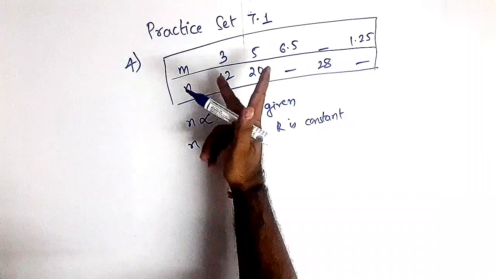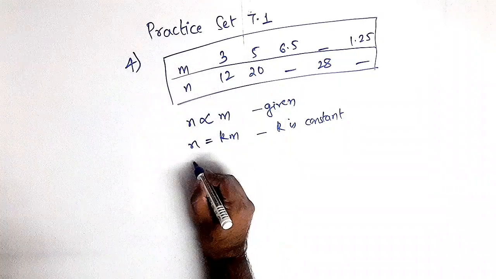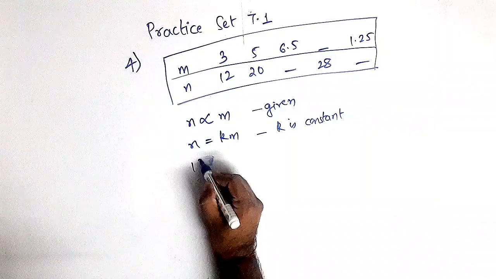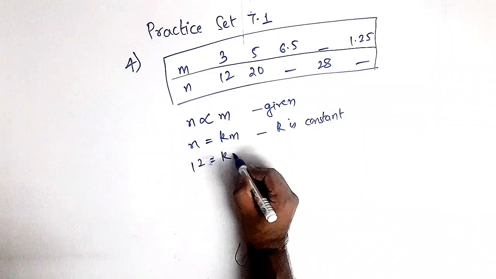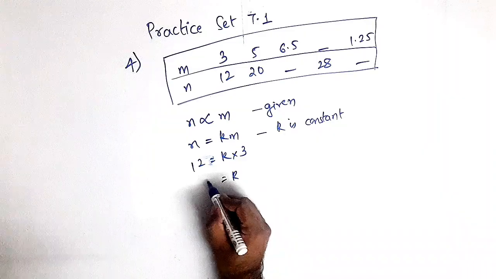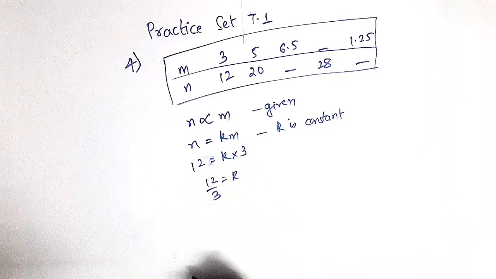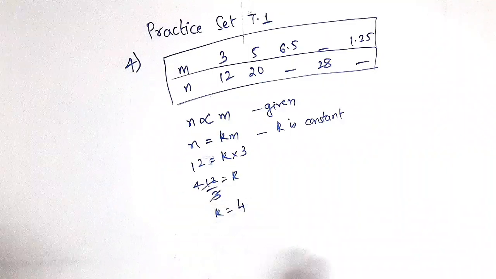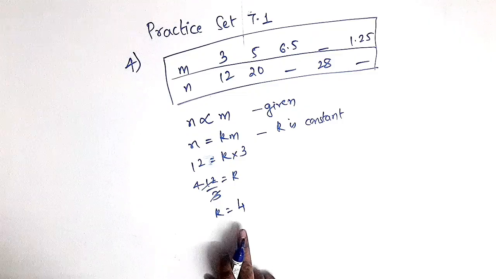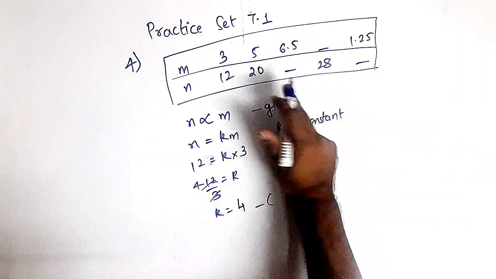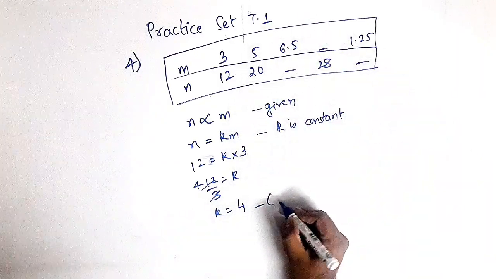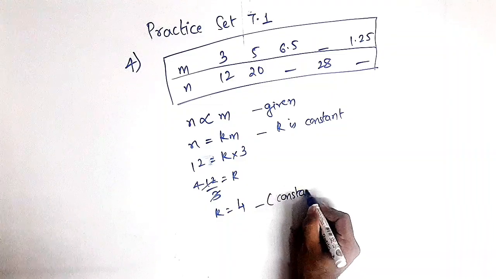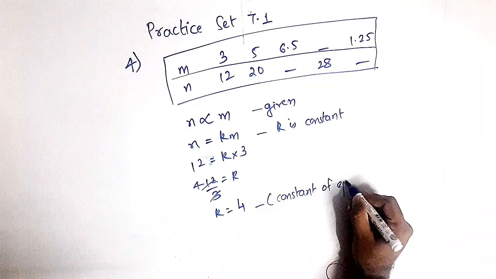Okay, now any one value we can take. n is 12, m is 3. So k is equal to 12 by 3. 3 will move here. k is equal to 3 ones are 3, 4s are 12. k is equal to 4. Okay, now because k is equal to 4, we got now constant, so we can find here another m and n. Okay, this I can write constant of variation.